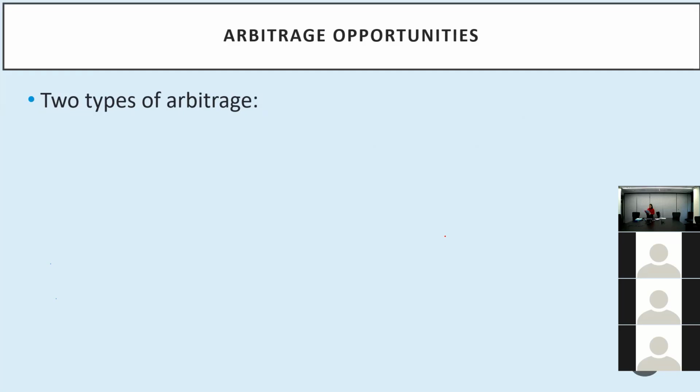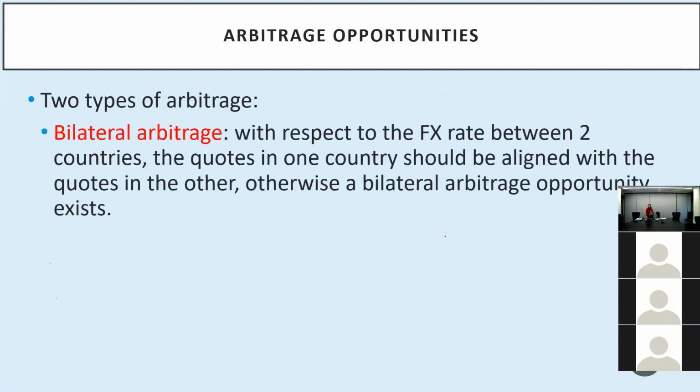So in terms of currency exchange rates, there will be a few arbitrage opportunities that we'll be talking about. If we classify arbitrage opportunities in the foreign exchange markets into two types, we've got a bilateral arbitrage opportunity. In this case, we are dealing with just two pairs of currencies, right?